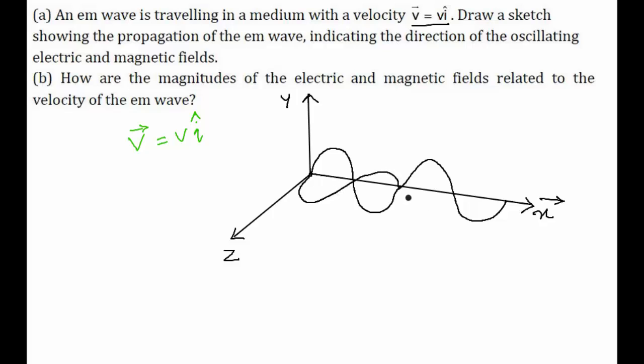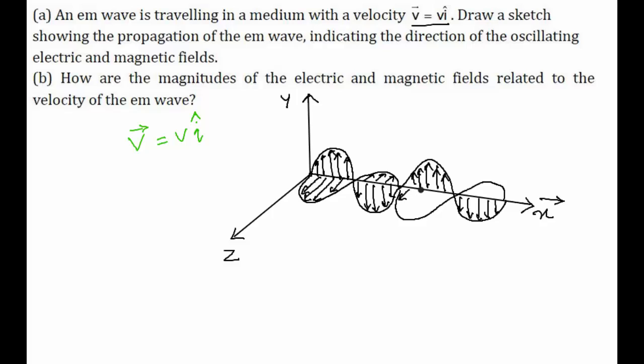These are basically the electric field lines, which are basically in the xy plane, and these are the magnetic field lines which are in the xz plane.